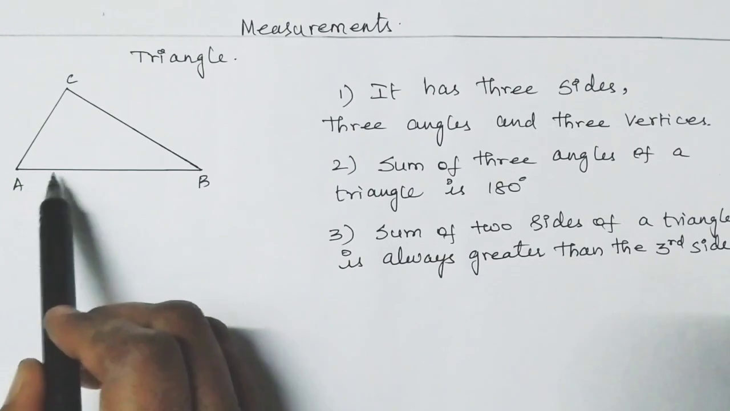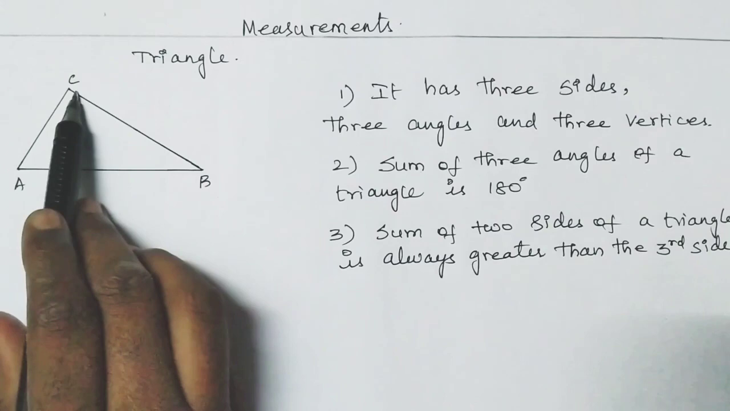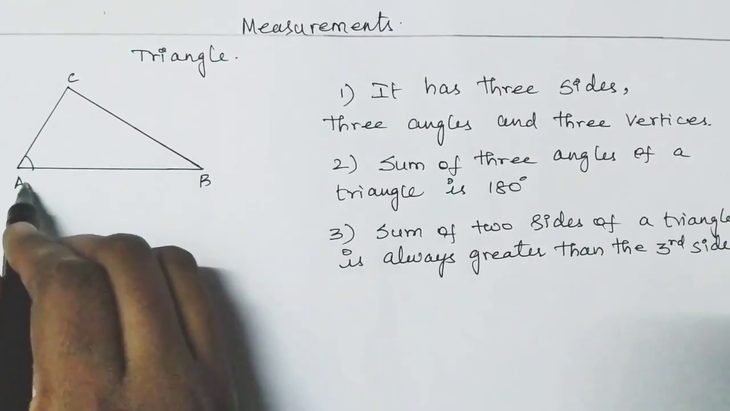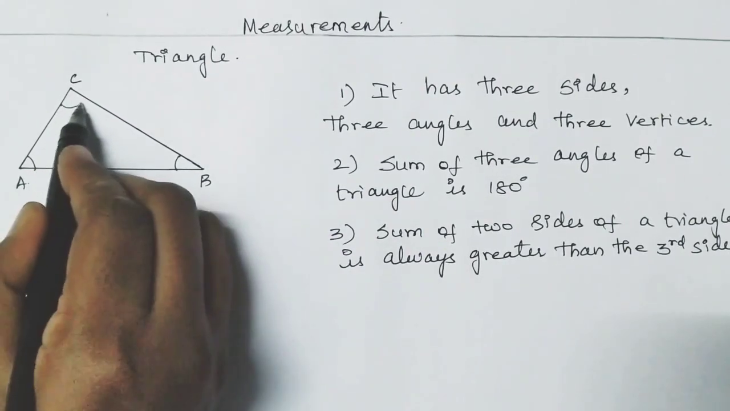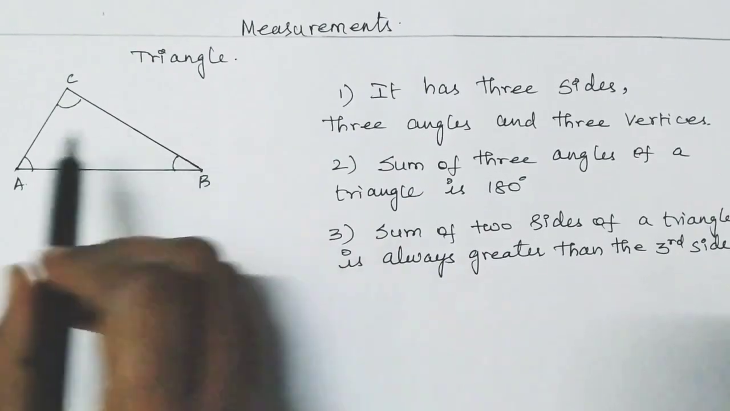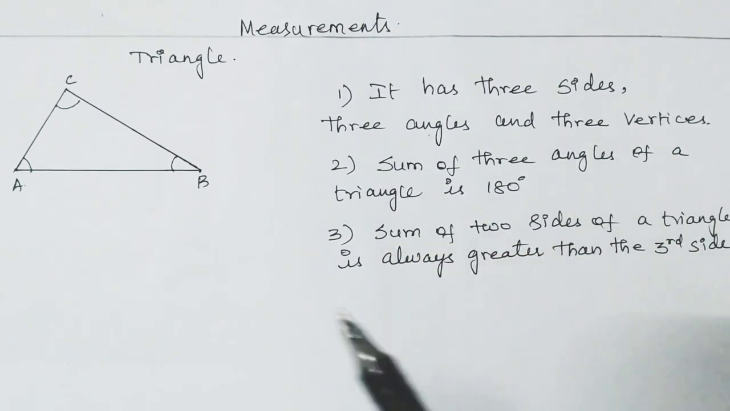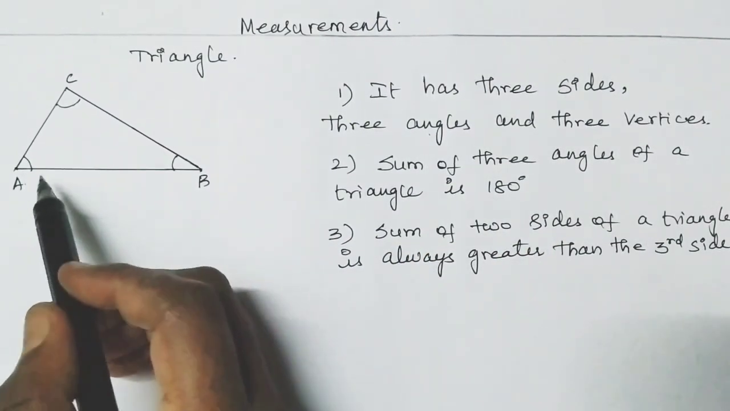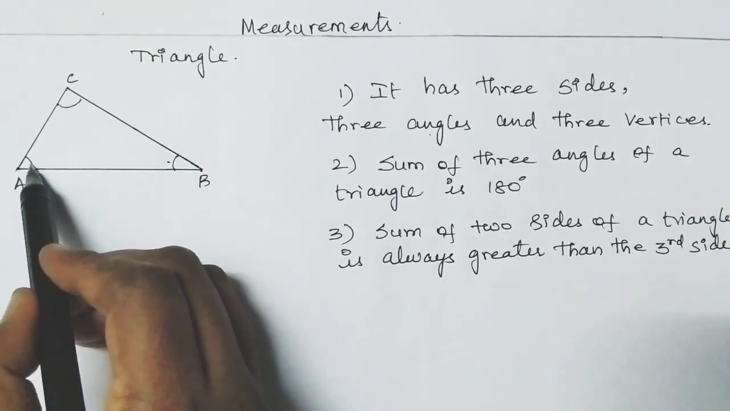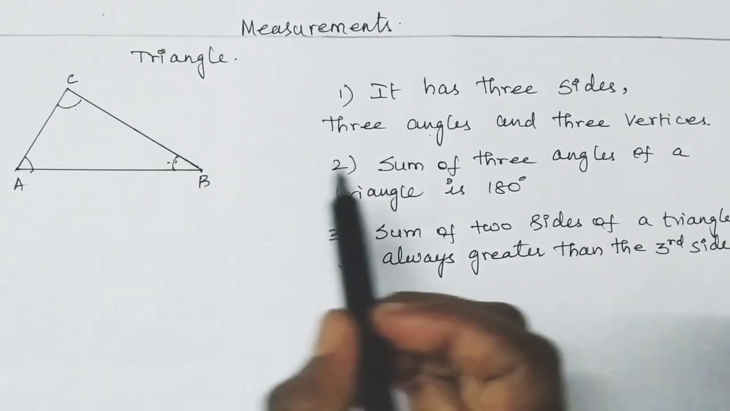So triangle is a three-sided polygon. It has three sides, AB, BC and CA. It has three sides and three angles, angle A, angle B and angle C, and three vertices, vertex A, vertex B and vertex C. And already you have learned that the sum of three angles of a triangle is 180 degree. That is adding all the three angles, angle A plus angle B plus angle C is equal to 180 degree.